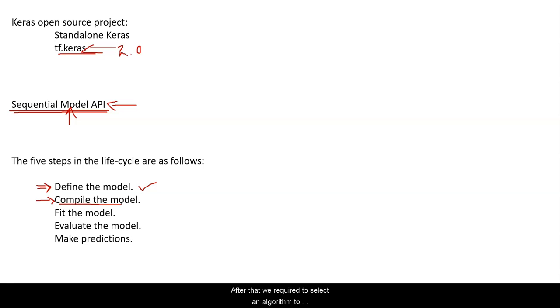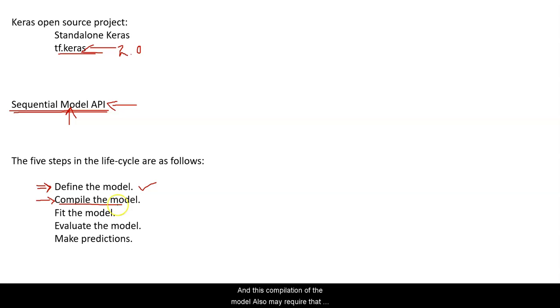After that, we need to select an algorithm to actually perform this optimization on the loss functions we have defined, right? So you select your loss function first. Second, you need to select the optimization algorithm which you will be using in order to optimize this loss function. The choices of optimization algorithms can typically be stochastic gradient descent or the Adam optimizer.